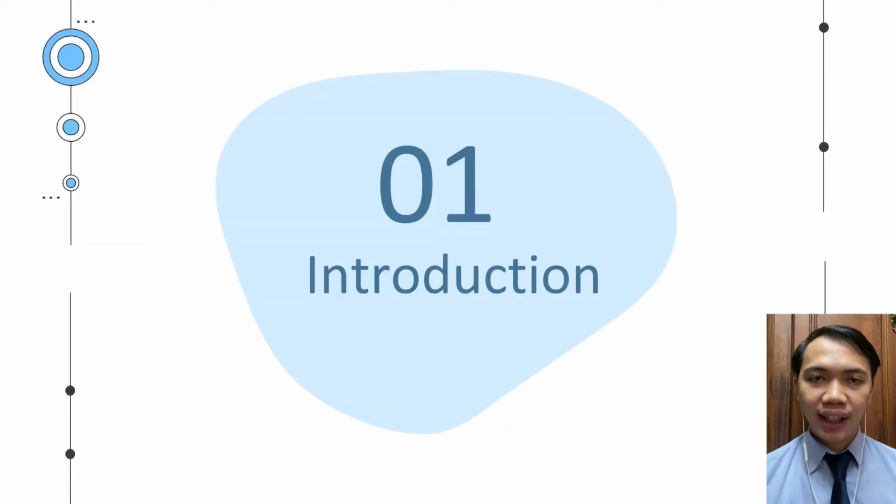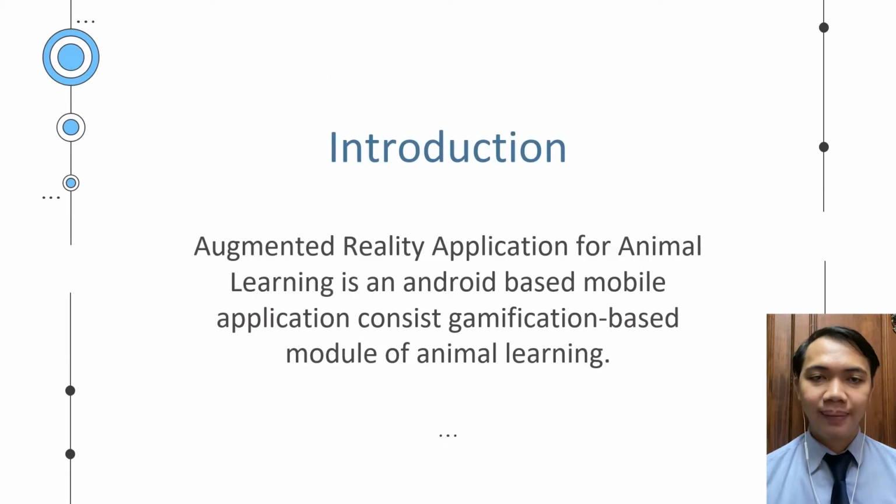Okay, I will start with introduction. Augmented reality application for animal learning is an Android-based mobile application consisting of a gamification-based module of animal learning. The purpose of developing AR-based learning media is to give children different learning experience utilizing augmented reality technology. The learning will be more interesting and realistic for the children.